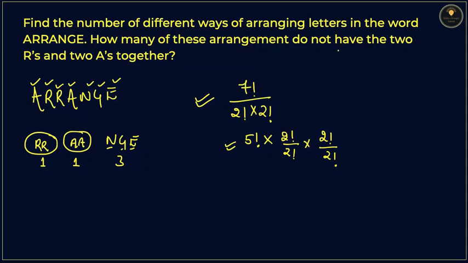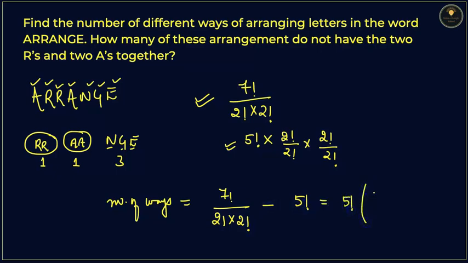Now if we want to find the value of the arrangement when these two are not together, we will write it as number of ways equal to 7 factorial by 2 factorial multiplied with 2 factorial, and I will subtract 5 factorial from it. And now we can take this 5 factorial common and you will get the value as 7 into 6 by 2 into 2 minus 1.